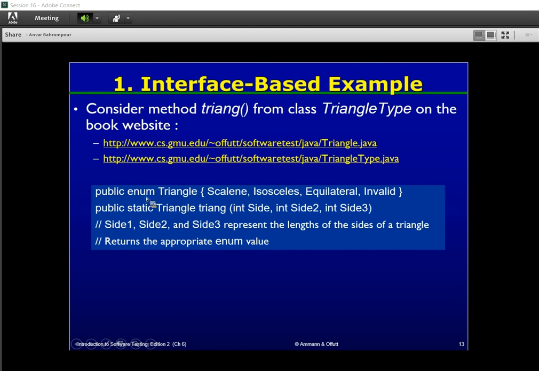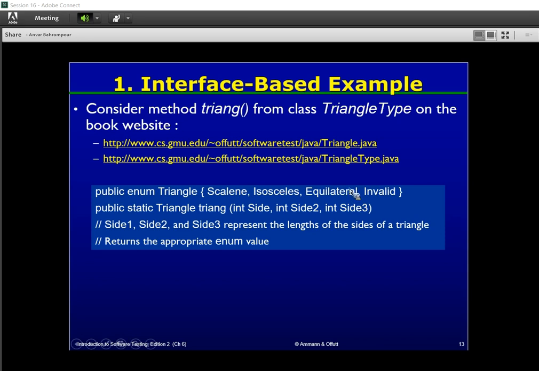As you see, we have defined the enumeration type triangle as four types. You have seen the scalene triangle, isosceles triangle, equilateral triangle, or invalid triangle. And you know each of these types. In the invalid type, it may be we have some sides of negative length, or the sum of two sides could be less than the third side.